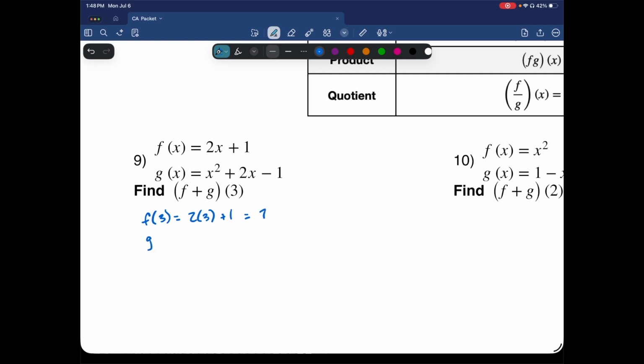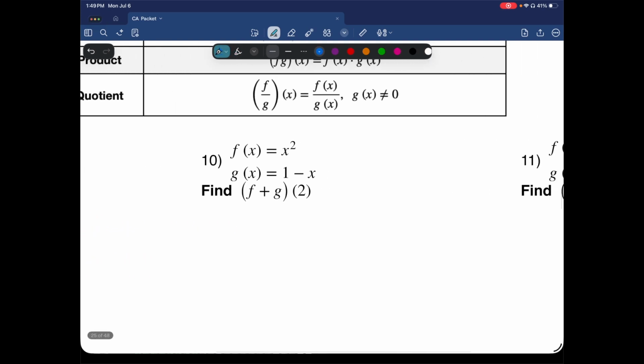g of 3 is going to be 3 squared plus 2 times 3 minus 1. 9 plus 6 is 15 minus 1, this would be 14. Okay, well, I'm adding these functions together, so 7 plus 14 is 21. All right, so that's my answer.